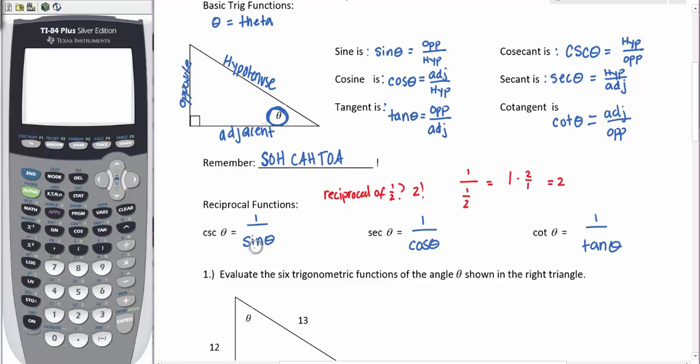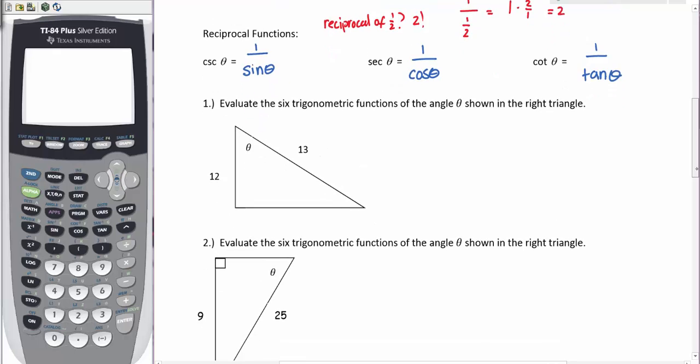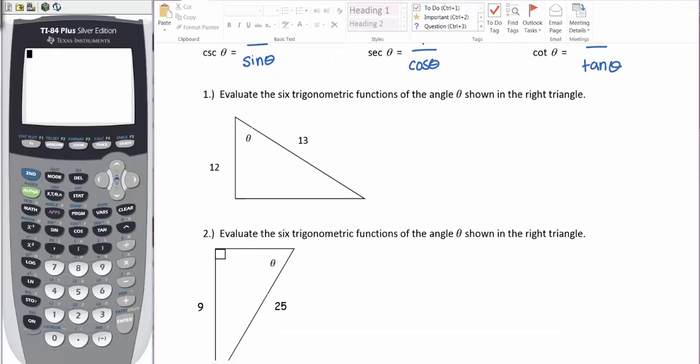So that's why this works. It's 1 over sine, but if you have a fraction, remember the reciprocal is just to flip it around. Okay, so then I need to evaluate the 6 trig functions.